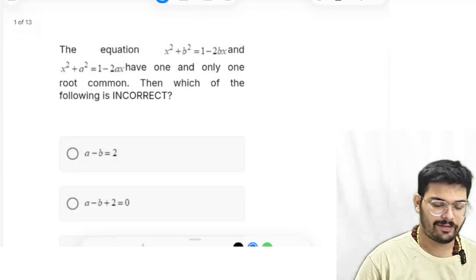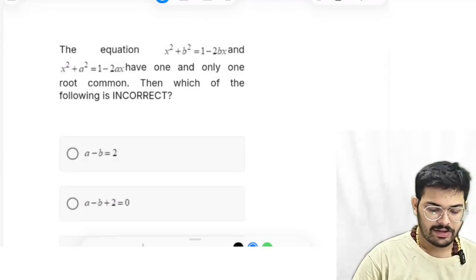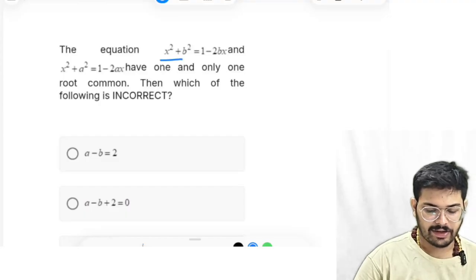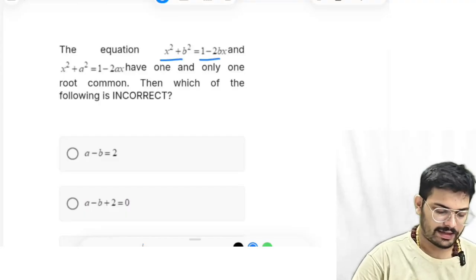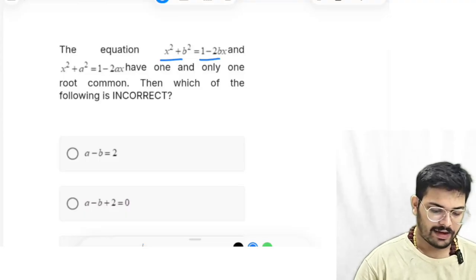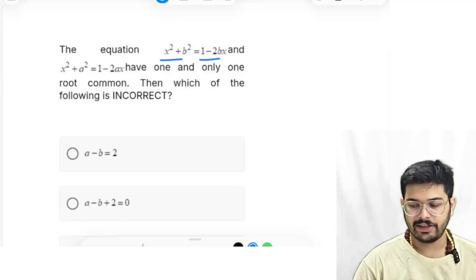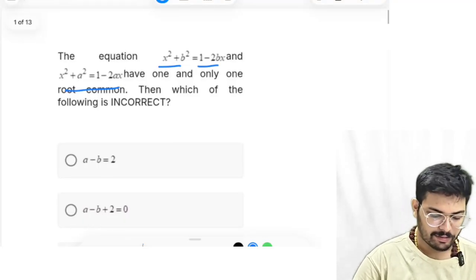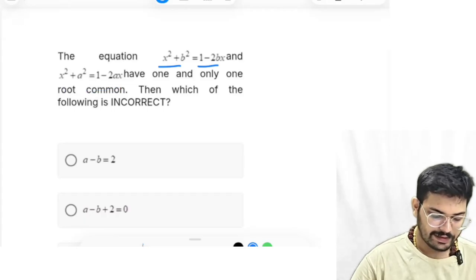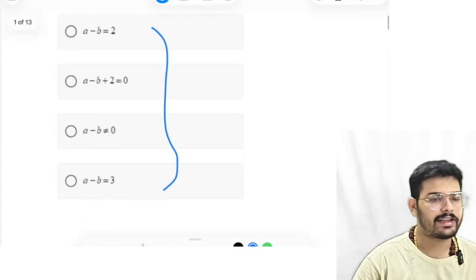In this video, we'll be solving a question from quadratic equations. The equations x squared + b squared = 1 - 2bx and x squared + a squared = 1 - 2ax have one and only one root in common. These two quadratic equations have a single root in common. Then which of the following is incorrect? We need to figure out which one is incorrect.